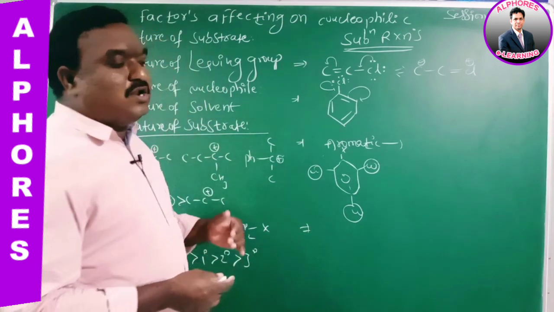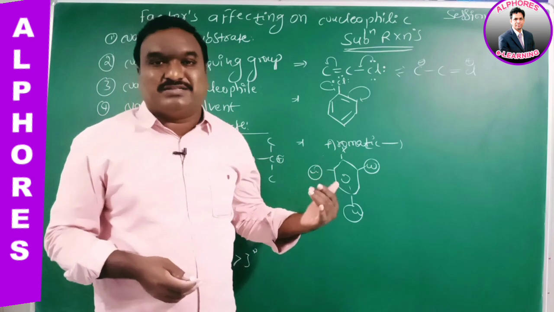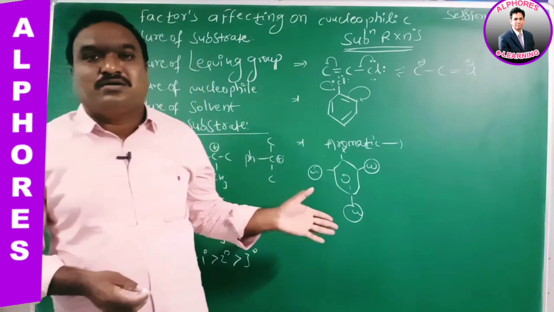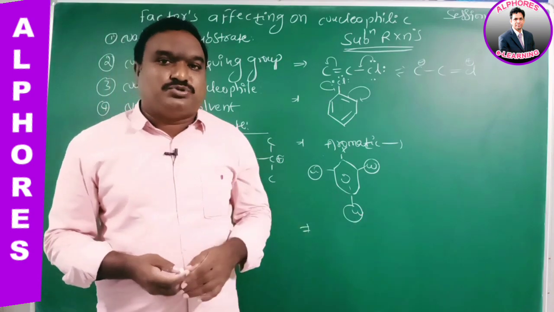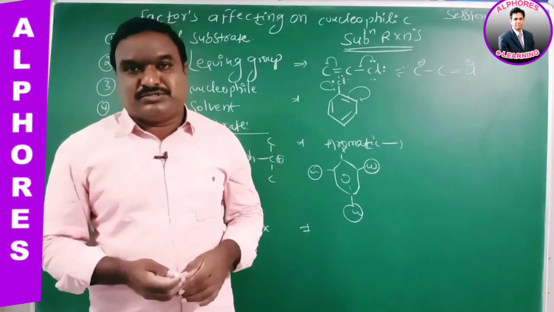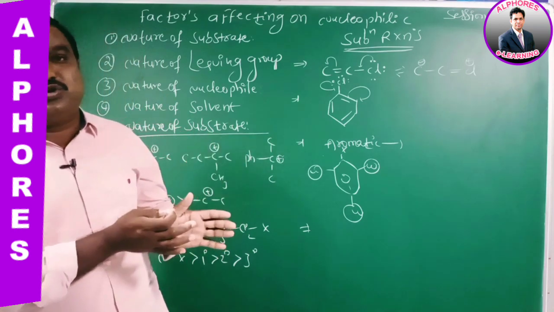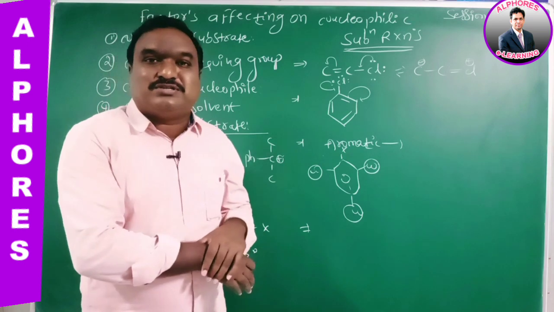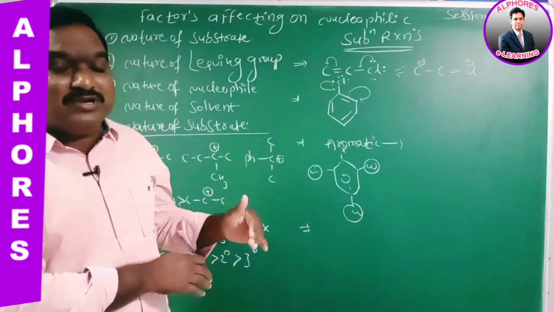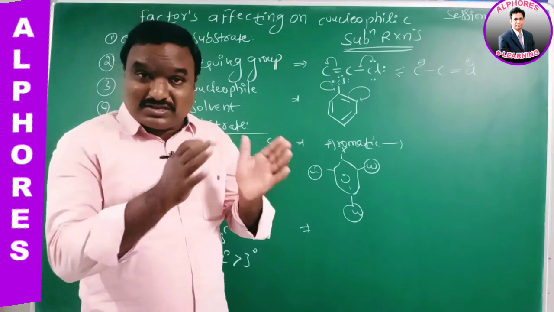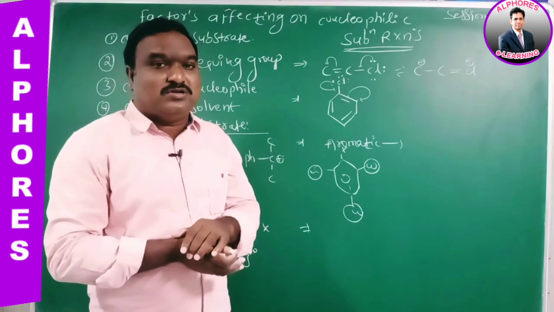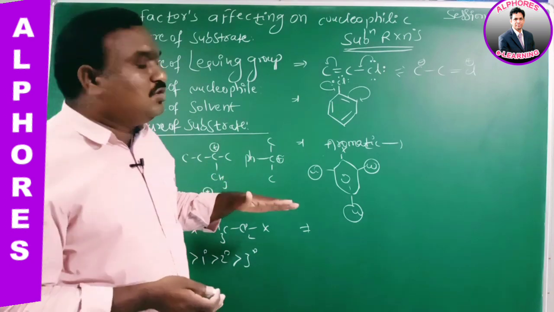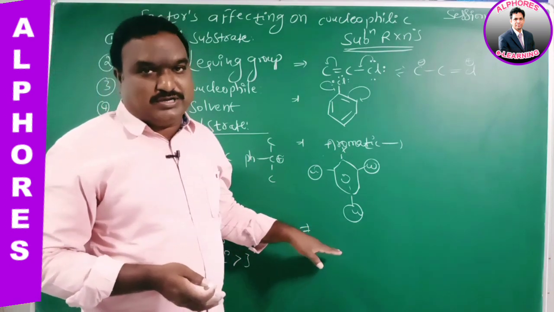So bridged halogen compounds have less reactivity. Due to that reason, bridged compounds will not participate in nucleophilic substitution reactions, but not all compounds. Based on the ring size, we can explain what type of compound is involved in nucleophilic substitution reactions even though it has bridge nature. So some bridged compounds will not participate in nucleophilic substitution reactions.